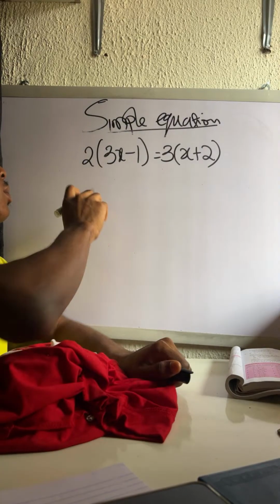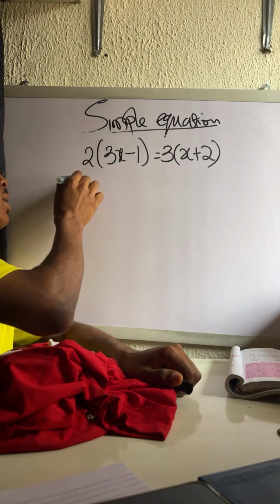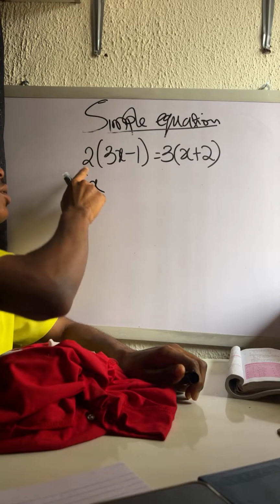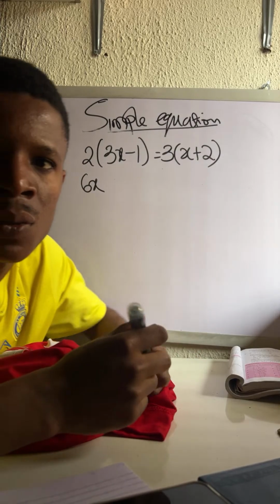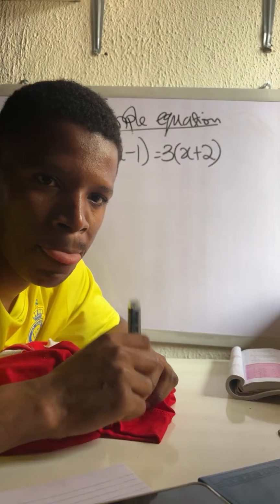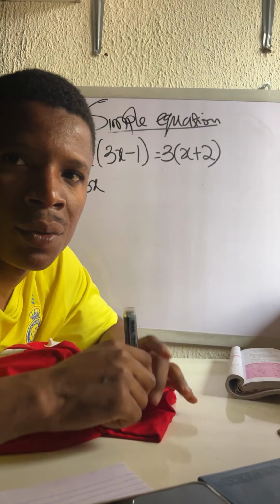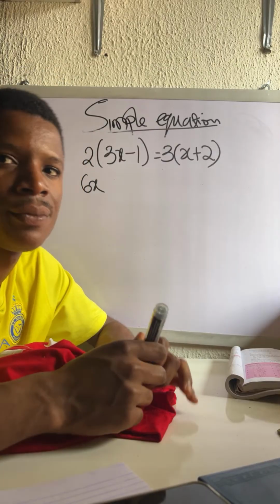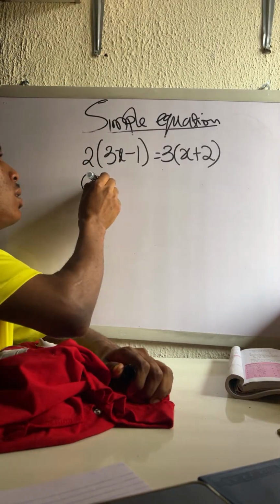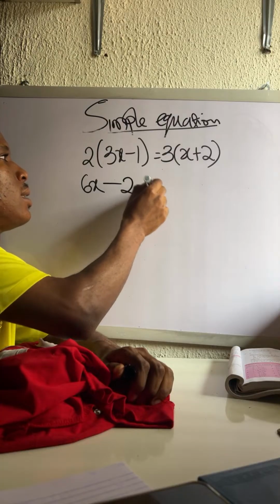So we have 2 times 3x is 6x, right? 2 times minus 1 is what? Let me write. What is 2 times minus 1? 2 times minus 1 is minus 2, and that's equal to.